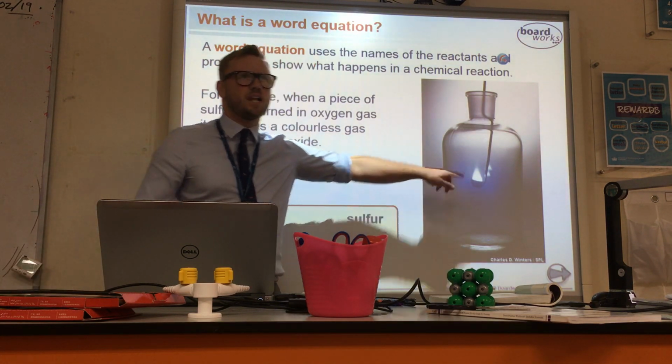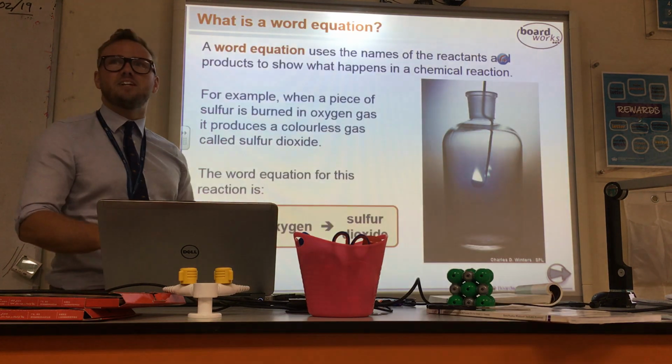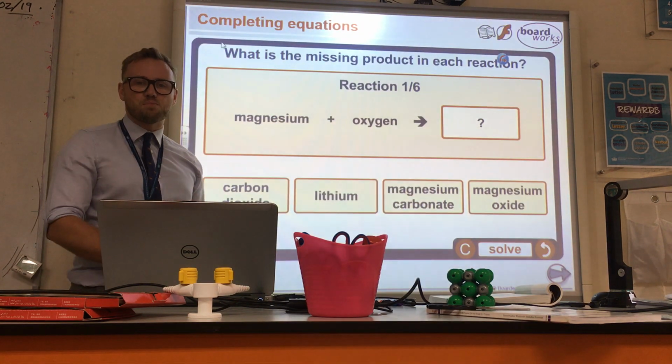Now, the cool thing about symbol equations, by the way, when you react sulfur in oxygen, it makes this lovely blue colour, so that's why they put that there. But when we use symbol equations, we get a lot more information. Anyway, let's have a look at some practice ones.